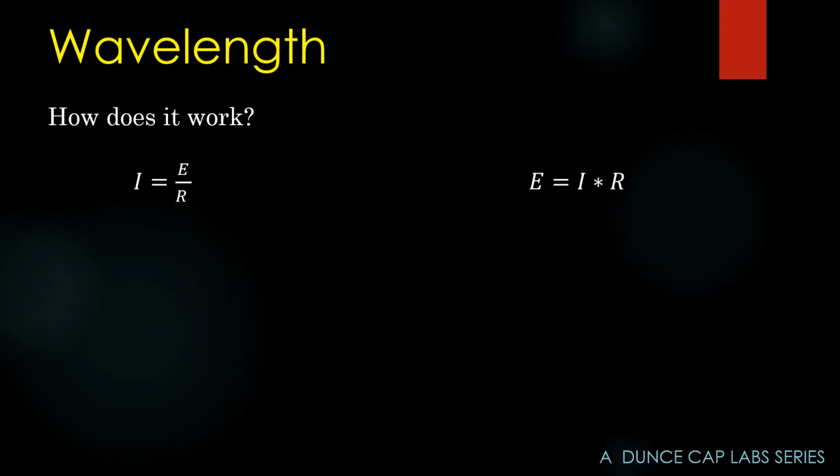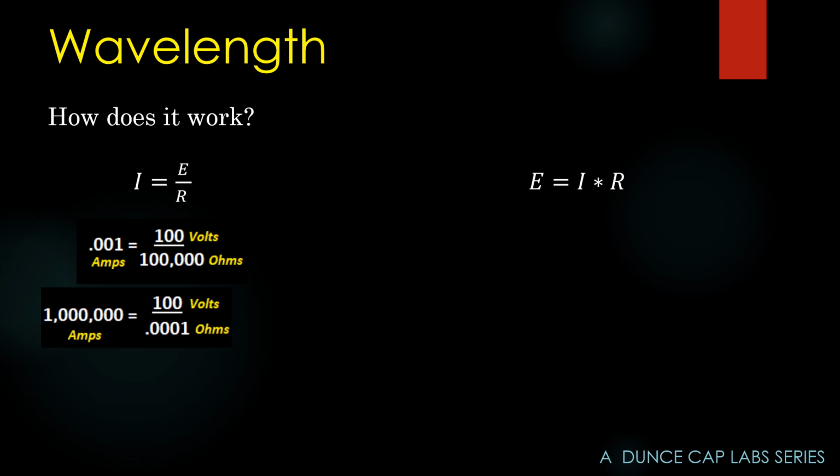But how does all this work? Why does a quarter wave stub do that? Well, let's take a quick look at Ohm's law. And we'll notice that if I put 100 volts on the line and have 100,000 ohms, I have almost no current. But if I put 100 volts on the line and have very low resistance, I have a ton of current. So high resistance is low current and low resistance is high current.